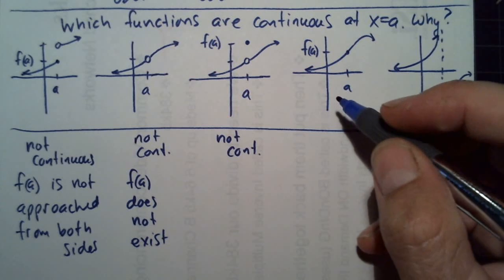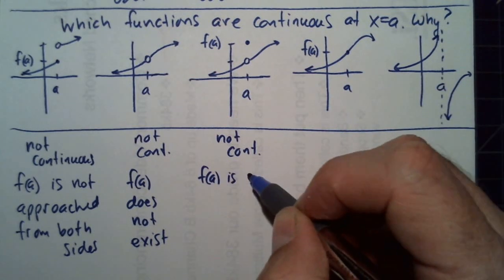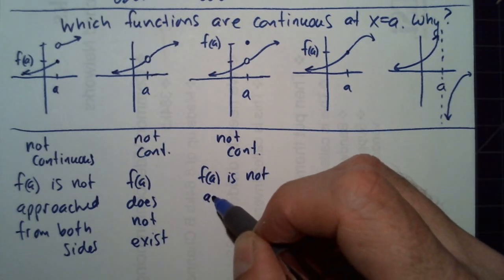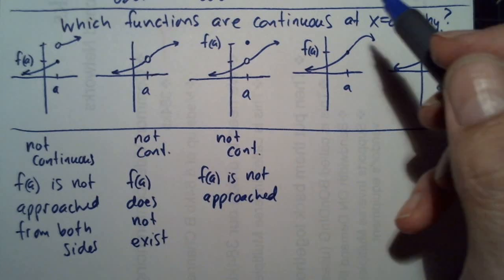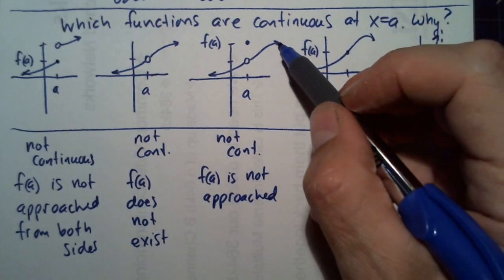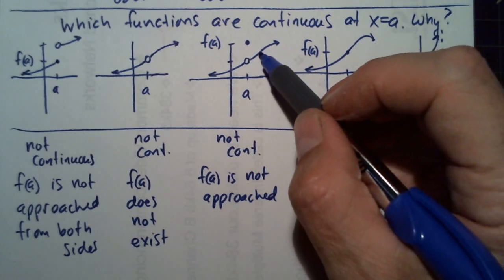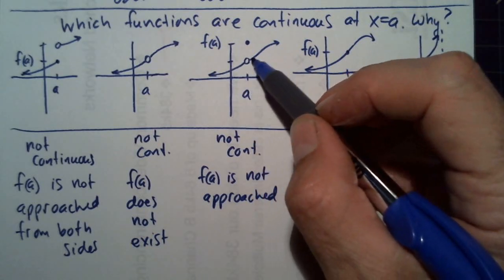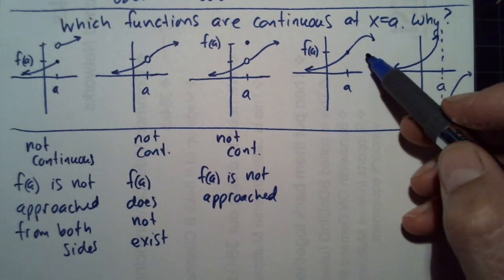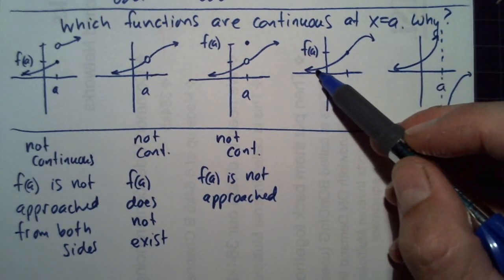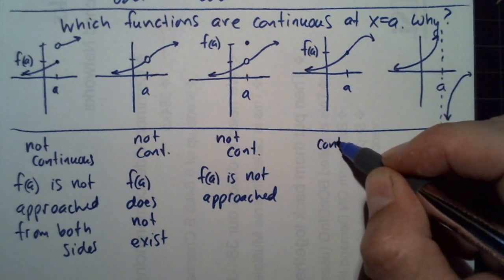And the reason why would be f of a is not approached. So if we follow the graph from the right, we're not approaching f of a. There's f of a. This is approaching some other y value from both sides. All right, and we look at this graph, and we can trace it without lifting the pen. So that is continuous.